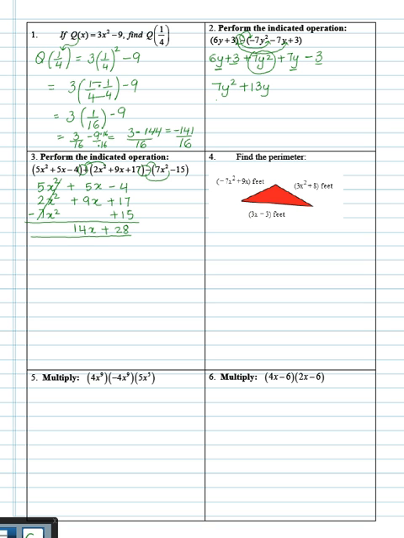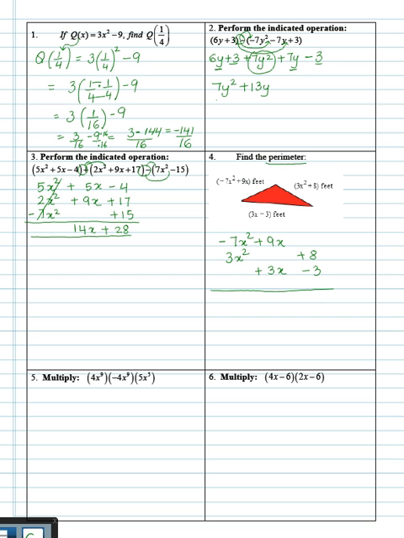Moving on to the next one. So let me go ahead and write these down first. They're asking us to find the perimeter of the triangle. The perimeter is simply adding all the sides. So how many sides do I have here? Negative 7x squared plus 9x is one side. I'm going to add that to 3x squared plus 8, which is another side, plus 3x minus 3, which is another side.